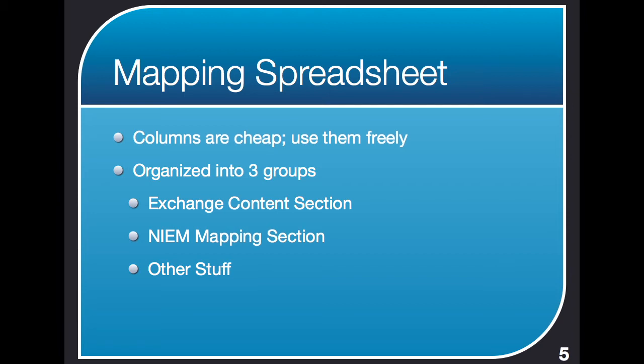Use them freely. In general, the spreadsheet gets organized into 3 groups, or the columns get organized into 3 groups. The first group is the exchange content section, and that's where you actually list the different classes, attributes, and relationships from your UML. Then there's kind of the middle section, which is the NIEM mapping section. That's where you write down what things in the NIEM you found that map to the concepts in that first section. And then the third section is for other stuff: comments, cardinality, documentation, any other kind of things you need in your mapping spreadsheet to help make it clear how you're mapping your UML content model concepts to the NIEM.